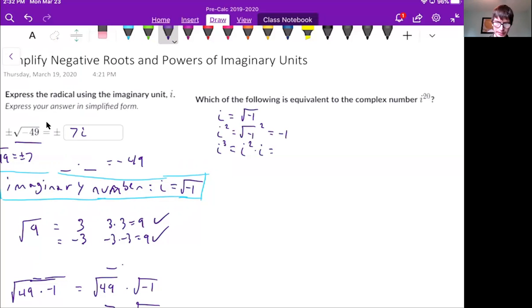Because i squared times i, you add the exponents, i to the 2 times i to the first, add those exponents, that gives you i cubed. Then we know what i squared is. i squared is -1. So that's -1 times i. Well, -1 times i, that's just -i.